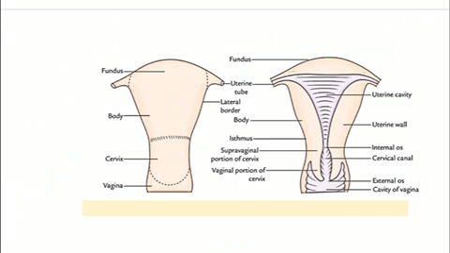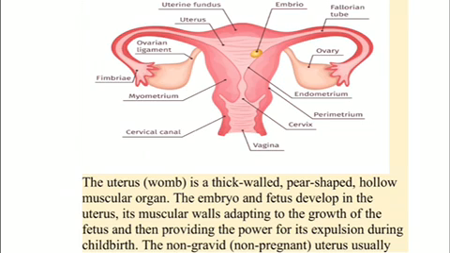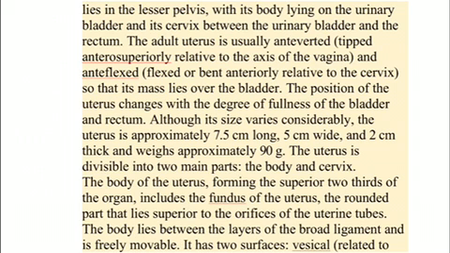So the uterus is also called the womb. It's a thick-walled, pear-shaped, hollow muscular organ. The embryo and fetus develop in the uterus, so we love the uterus. Its muscular walls adapt to the growth of the fetus and provide the power and the force for its expulsion during childbirth. The non-gravid uterus, that's the uterus that is not pregnant, usually lies in the lesser pelvis, with its body lying on the urinary bladder and its cervix between the urinary bladder and the rectum.